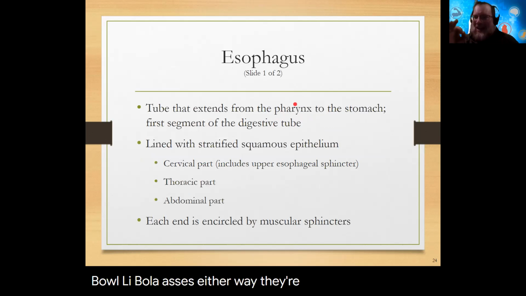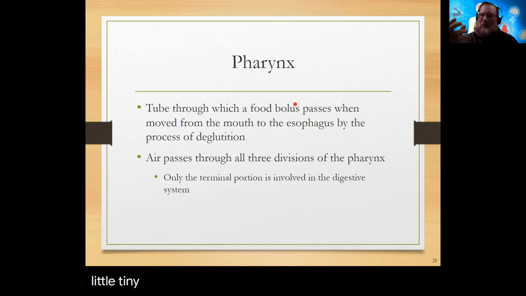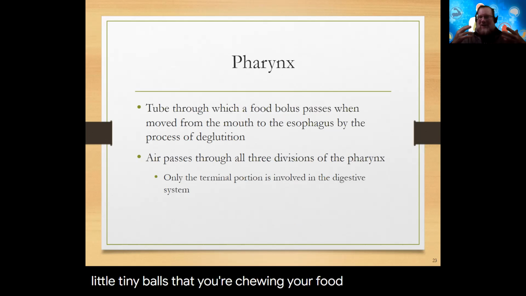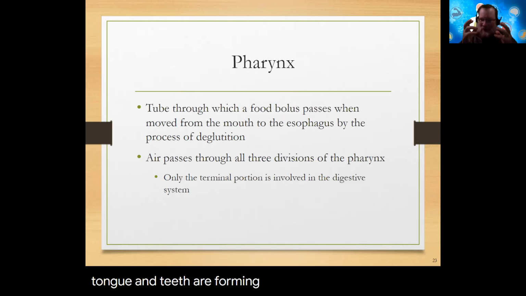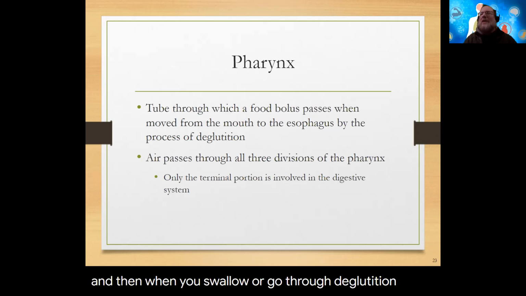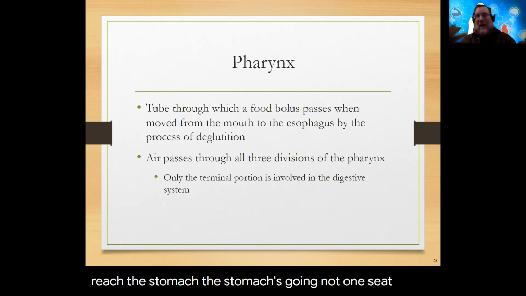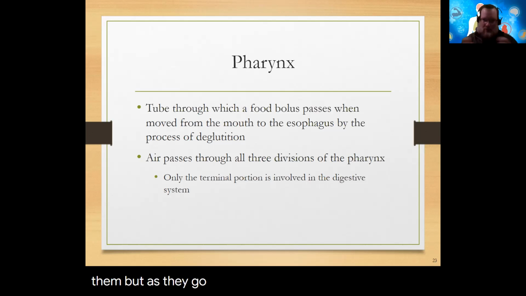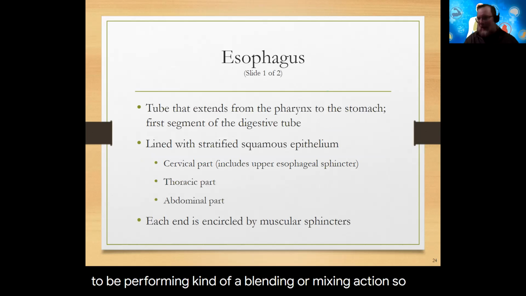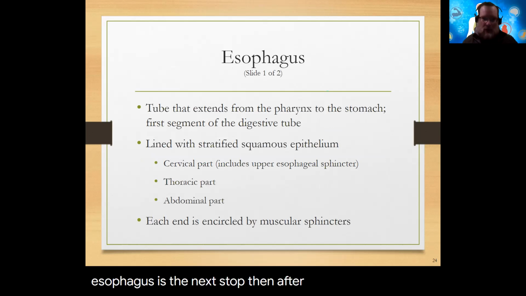Either way, they're little tiny balls that you're chewing your food into, and your tongue and teeth are forming all that food into a little bolus. And then when you swallow, or go through deglutition, it's the bolus that's traveling down the esophagus heading toward the stomach. As they go into the stomach, it's going to be performing kind of a blending or mixing action. So the esophagus is the next stop after we leave the oral cavity.